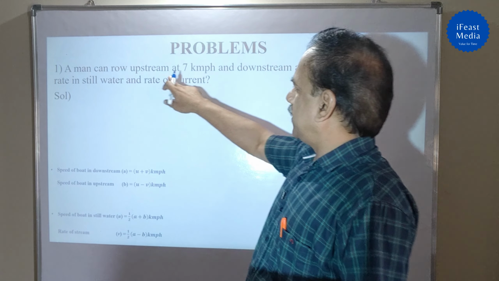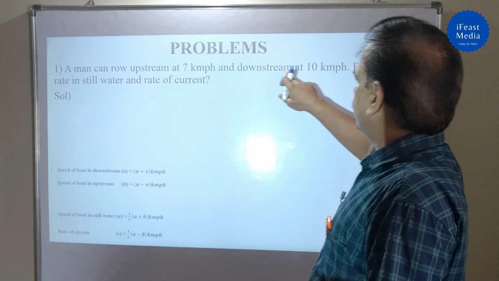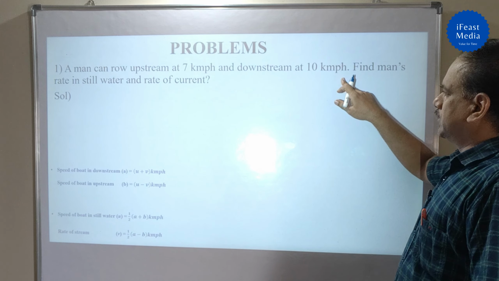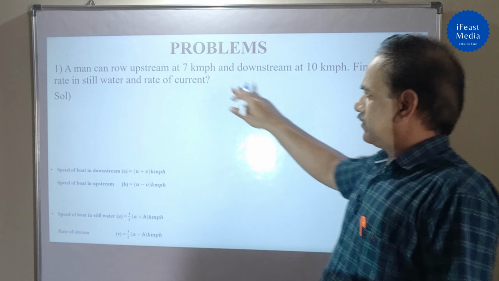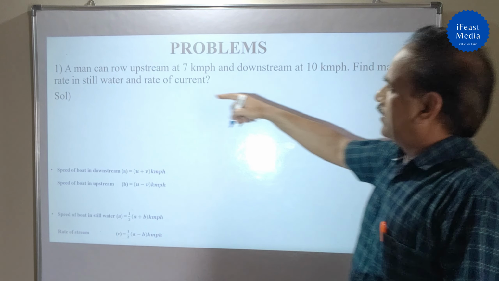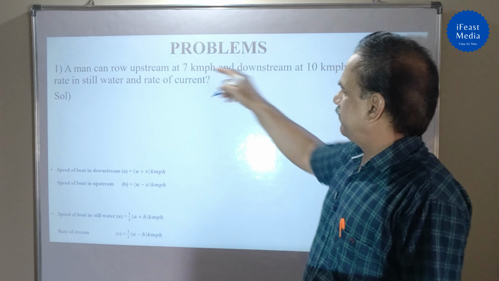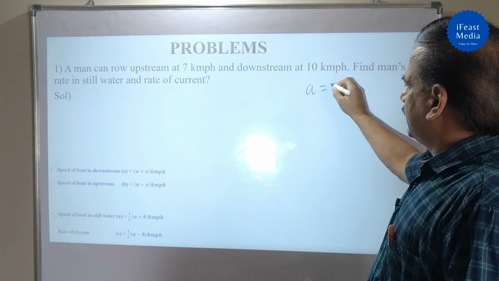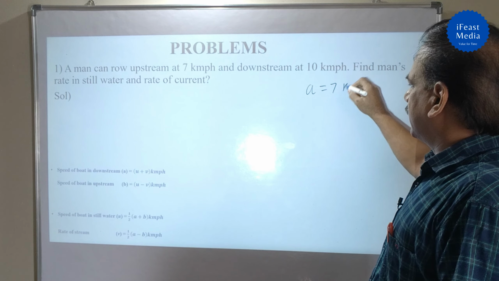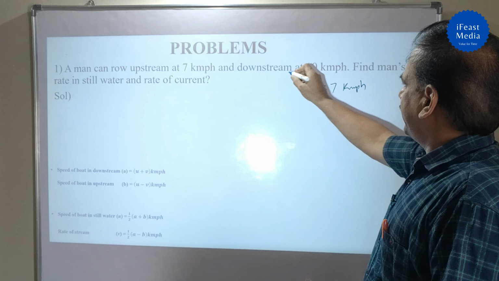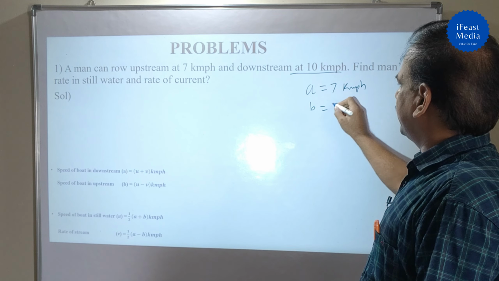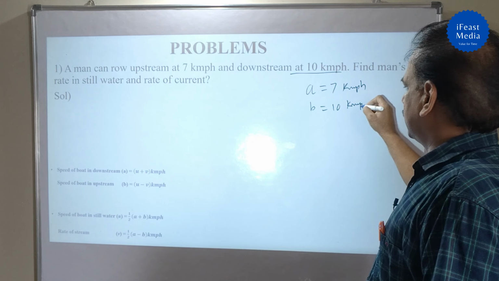A man can row upstream at 7 kmph and downstream at 10 kmph. Find man's rate in still water and rate of current. So what you are given here? A man can row upstream at 7 kmph. It is A. A is given 7 kmph. And downstream at 10 kmph. B is given as 10 kmph.